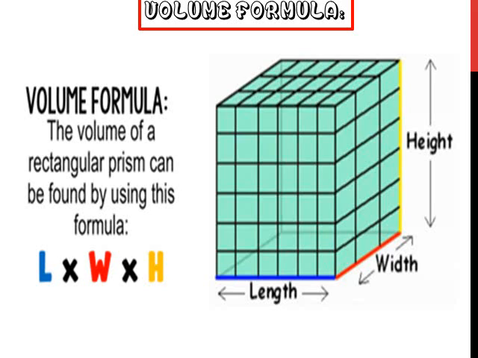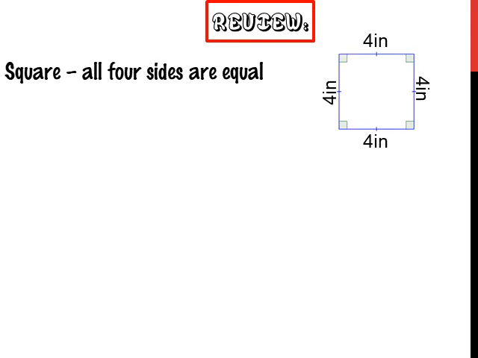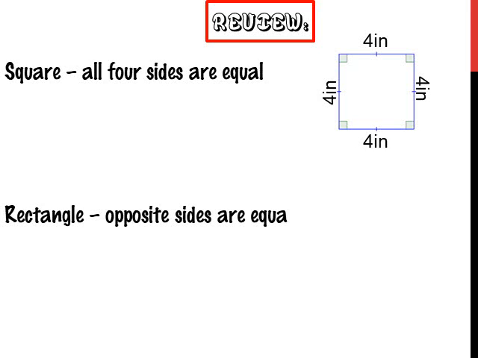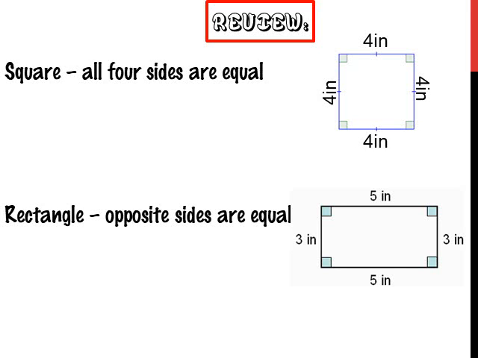Today we're going to be using the volume formula to find two different volumes before adding them together. So remember, the volume formula is length times width times height. Let's review some things. A square is a shape where all four sides are equal. If you look at the example, all four sides of this shape are 4 inches long. A rectangle is a shape where the opposite sides are equal. In this example, the two 5s are equal and the two 3s are equal.